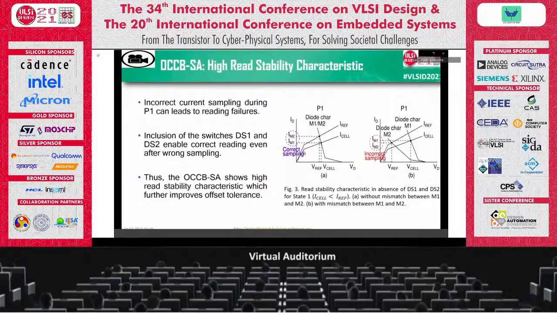Offset cancelling current sense amplifier holds the high read stability characteristic even in the presence of device mismatches in M1 and M2. Here we are explaining this high read stability using the case when the reference current is greater than the cell current.